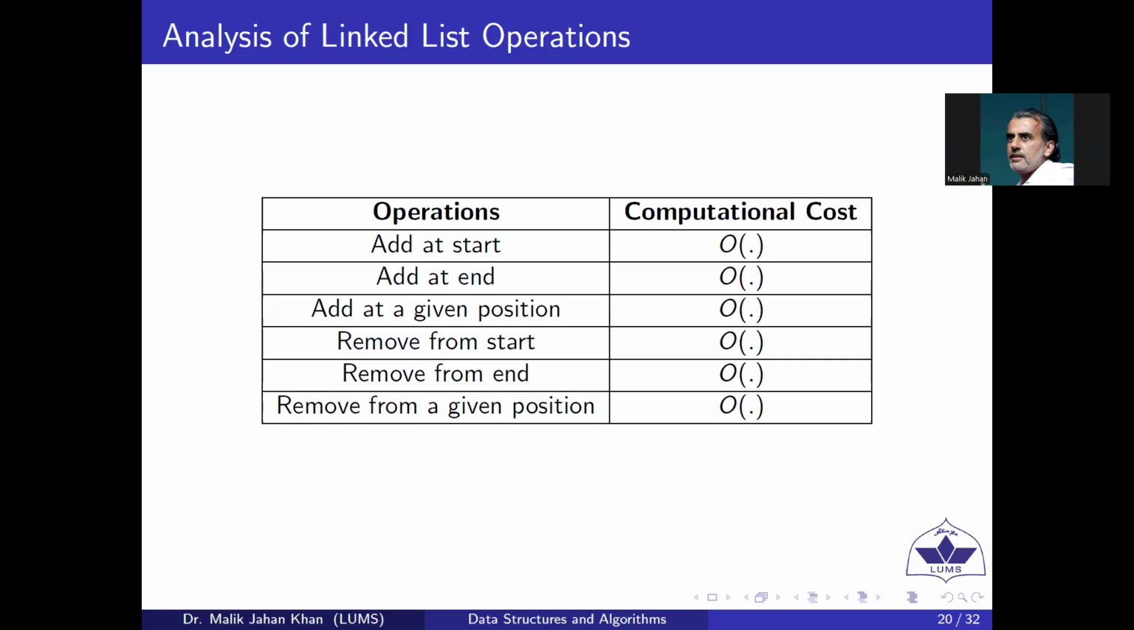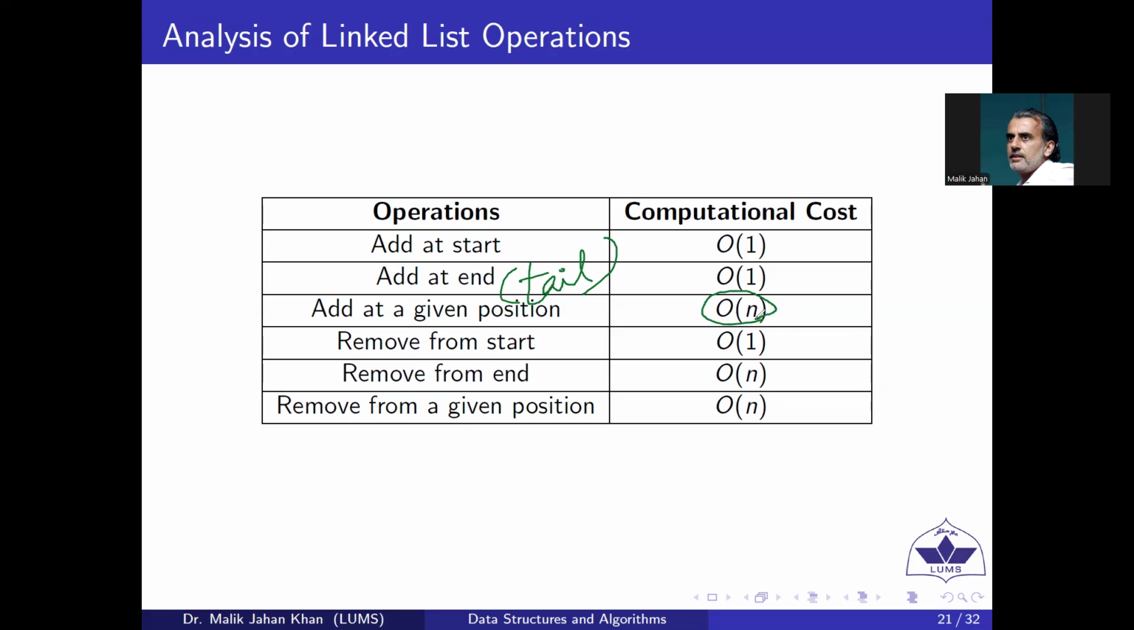So if you paused the video and you are back, you might have seen that adding at start is a quick thing. Adding at end is also a quick thing if we have the tail pointer. So over here, the assumption is that we know the tail. If we know the tail, then adding at the end is big O of 1. But if you don't have the tail, then it will be big O of n, and we'll have to scan the whole list. And adding at a given position could be big O of n, because we might have to scan almost n elements in a list.